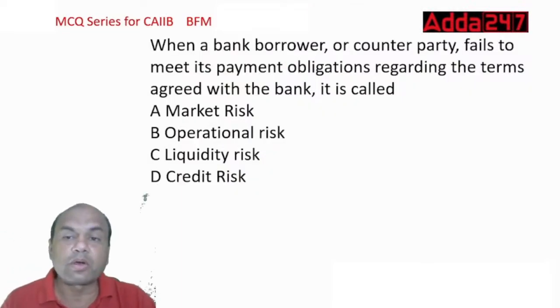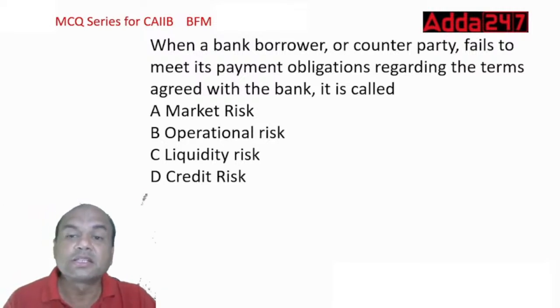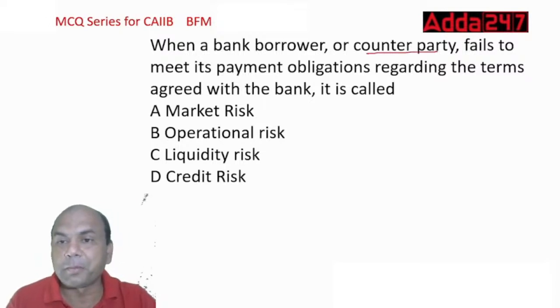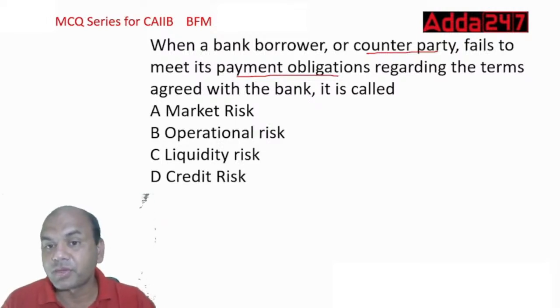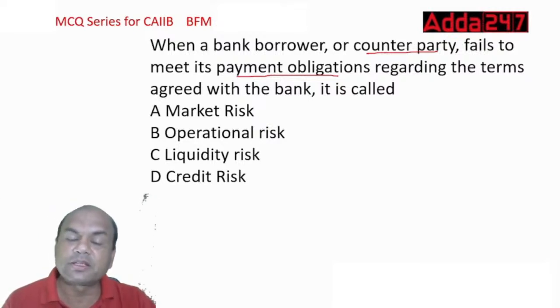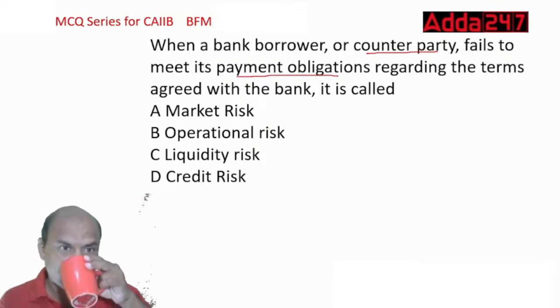When the bank's borrower or the counterparty fails to meet its obligations regarding the terms agreed with the bank, it is called as, here the counterparty is failing. Counterparty fails to meet its obligations. So what do you mean by this? Counterparty is failing. Market risk, operational risk, liquidity risk, credit risk. Type fast in the comment section. Is it A, B, C or D? What do you say?